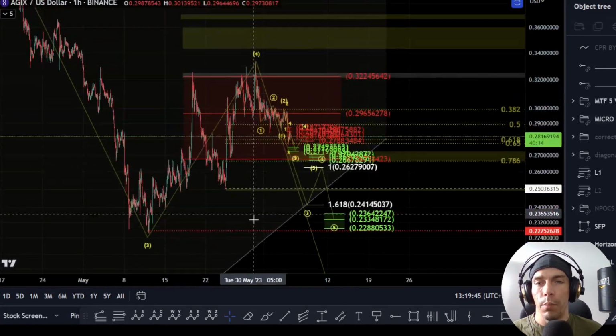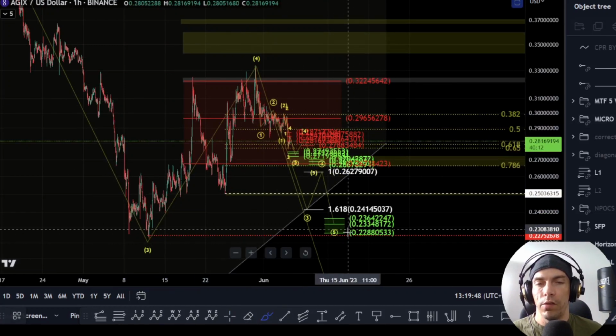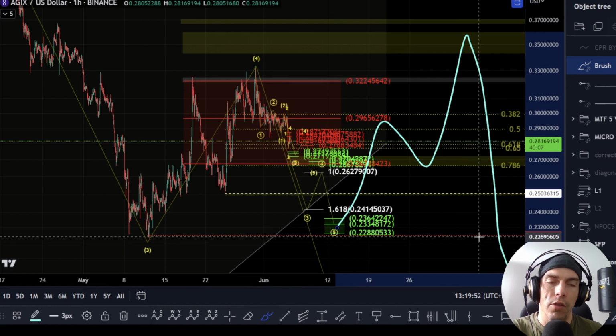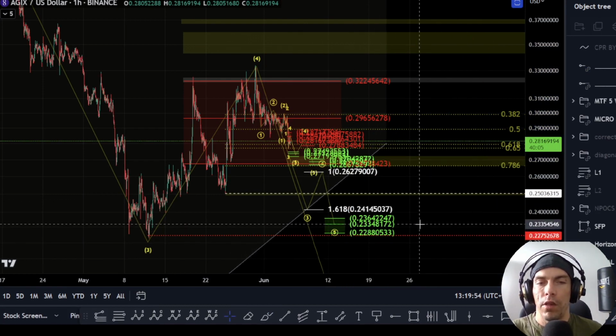Now, off the back of this will be what is important. If we just see 3-wave structure to the upside, this could mean that we actually see continuation to the downside. So we're going to have to just keep an eye on that after that completes.